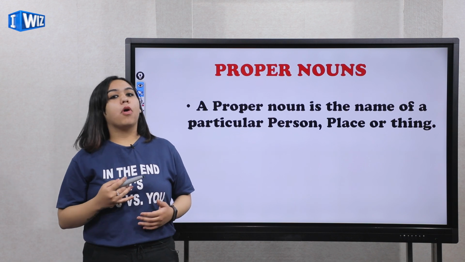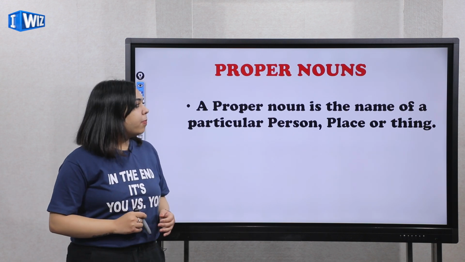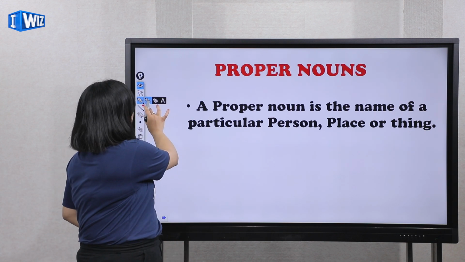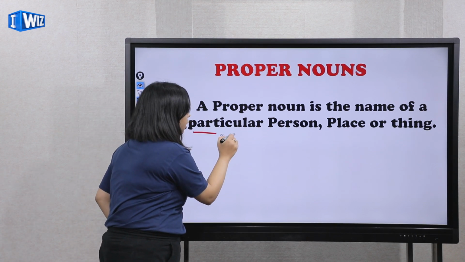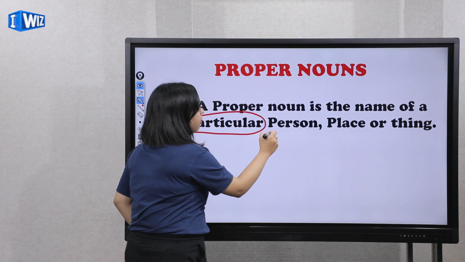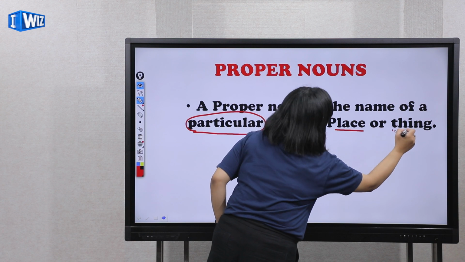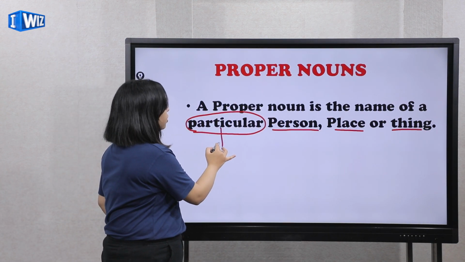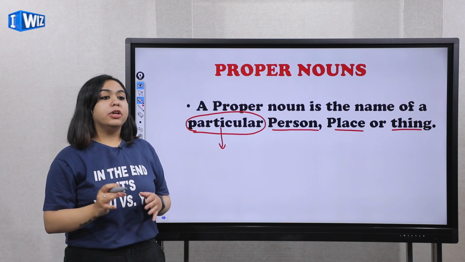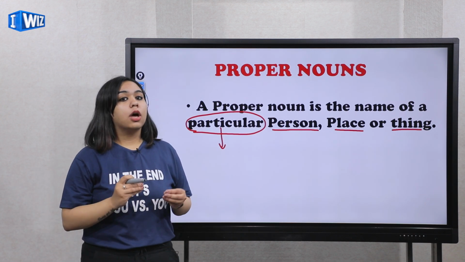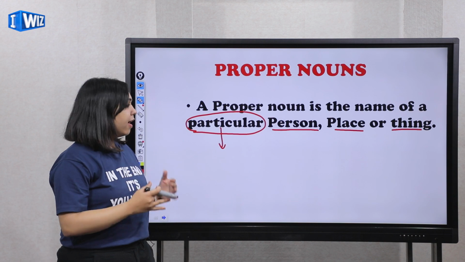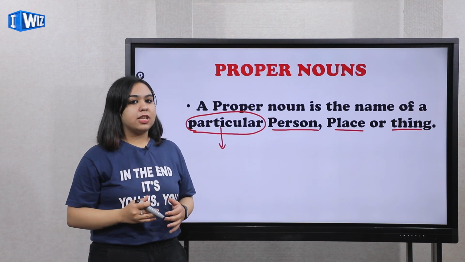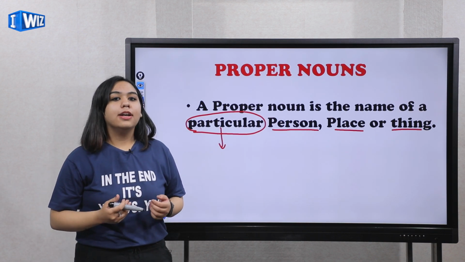Now what is a proper noun? Let's read. A proper noun is the name of a particular person, place, animal or thing. Now, why do you think I have focused on this word particular? Particular means I am specifically talking about something. So wherever I am particularly talking about something, it will be a proper noun.